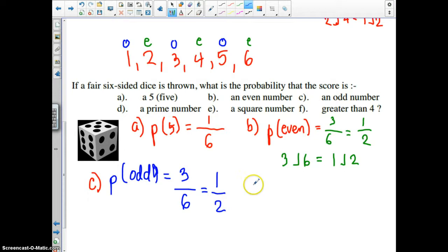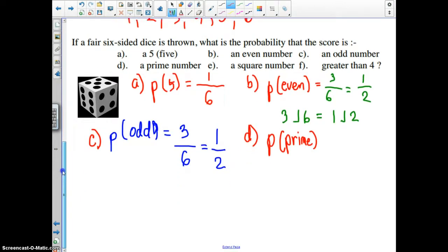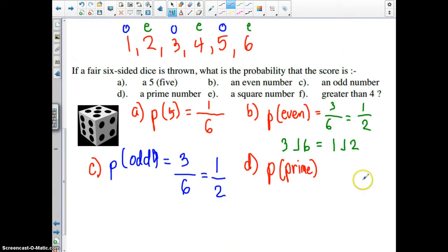Okay, now part D. Probability that you will roll a prime number. Now this is a mathematical term that a lot of students forget. Okay, what is a prime number? A prime number is a number that has 2 factors, 1 and itself. In a simpler way, you can say a prime number is a number that you will never see in any other times table except for 1 and itself. Okay, that's quite difficult to understand, so you will have to get used to it.